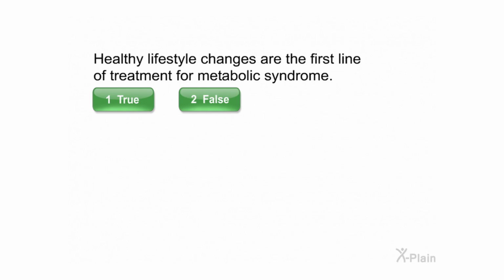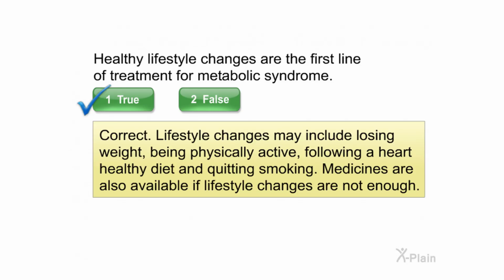Healthy lifestyle changes are the first line of treatment for metabolic syndrome. Select true or false. Correct. Lifestyle changes may include losing weight, being physically active, following a heart-healthy diet, and quitting smoking. Medicines are also available if lifestyle changes are not enough.